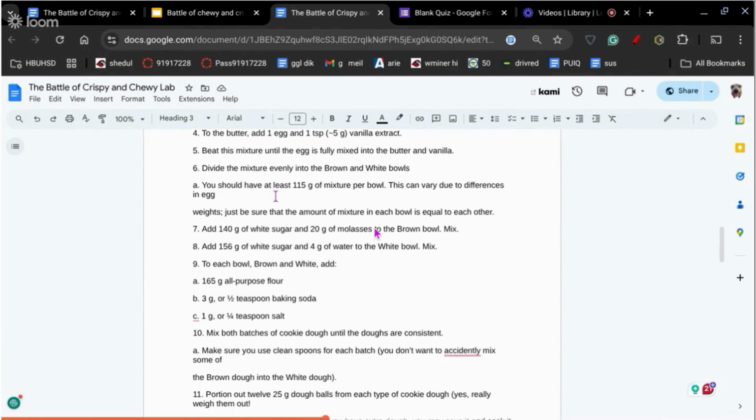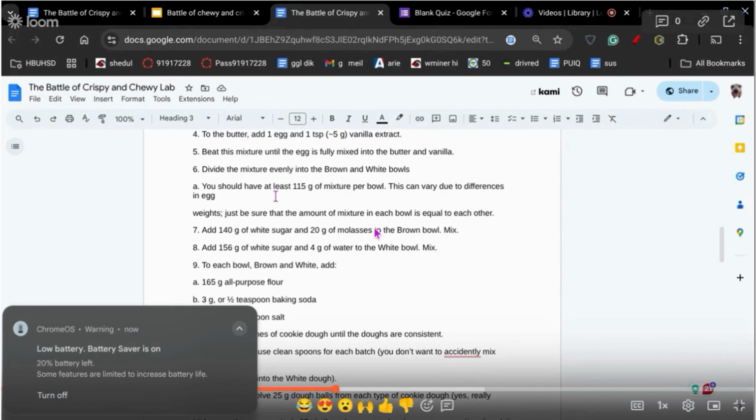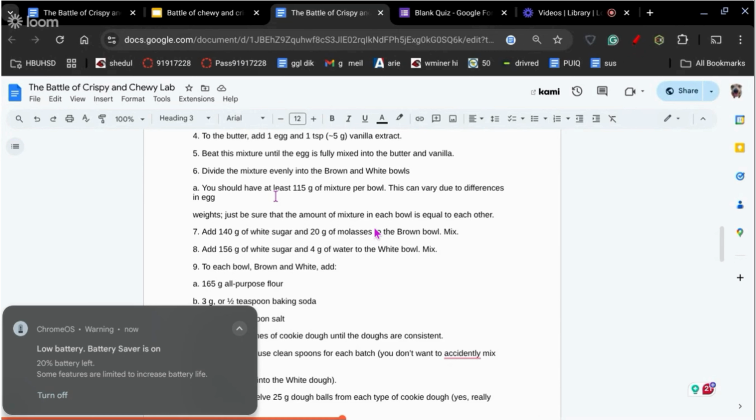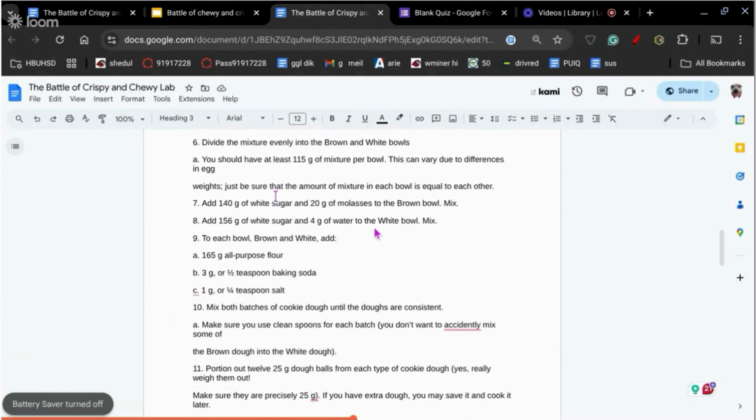Divide the mixture evenly into brown and white bowls. You should have at least 115 grams of mixture per bowl. This can vary due to differences in egg weights. Just be sure that the amount of mixture in each bowl is equal to each other.